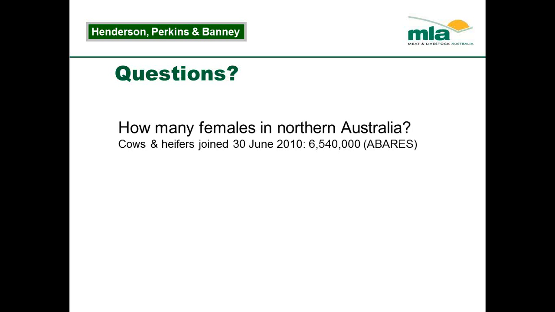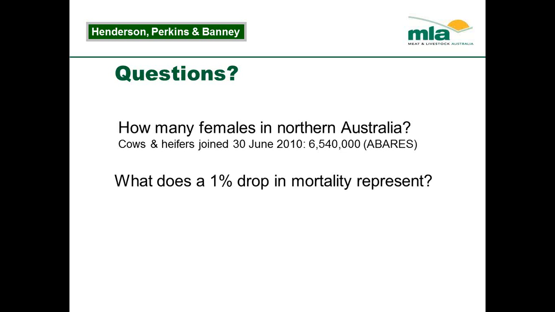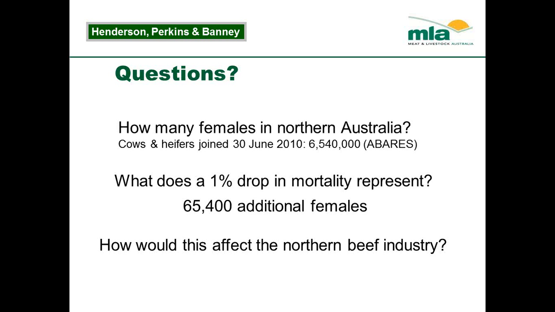And before I hand back to John, a quick question from myself: how many females are there in Northern Australia? According to the ABARE records, in 2010 there were about 6.5 million females, or cows and heifers joined. What does a 1% drop in mortality represent across Northern Australia? Well, something like 65,000 additional females into the system. And that could have a major effect on the northern beef industry.